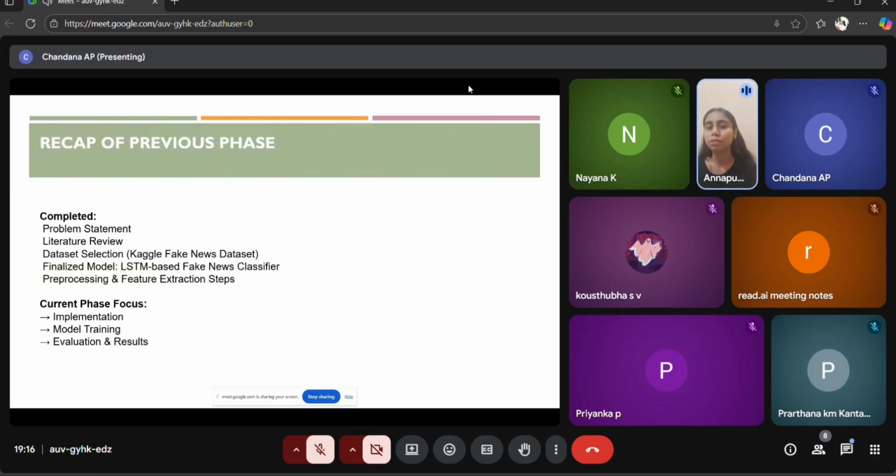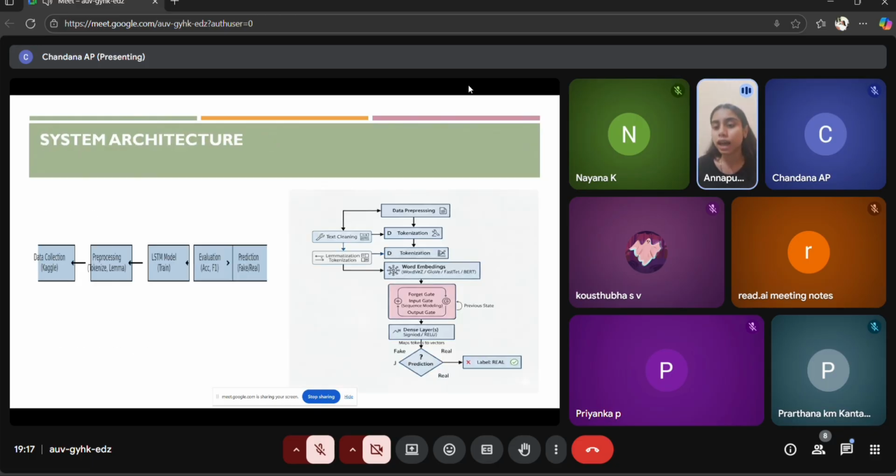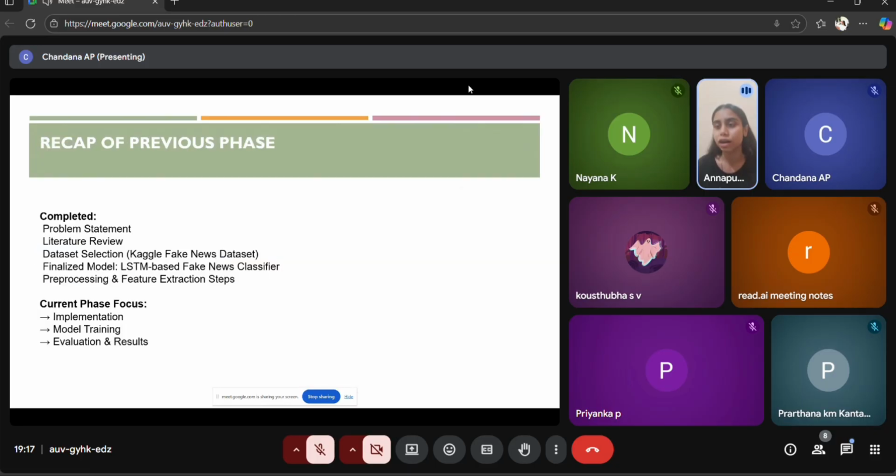We defined our problem statement to automatically detect and classify fake news articles using NLP techniques. We studied several research papers during our literature review and found that deep learning models like LSTM perform better than traditional machine learning for fake news detection. We selected the Kaggle fake news dataset, which contains labeled real and fake articles from various sources and magazines.